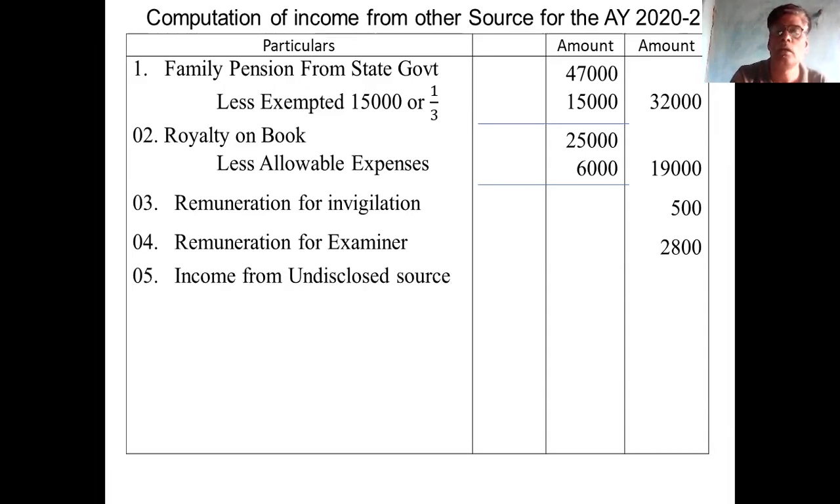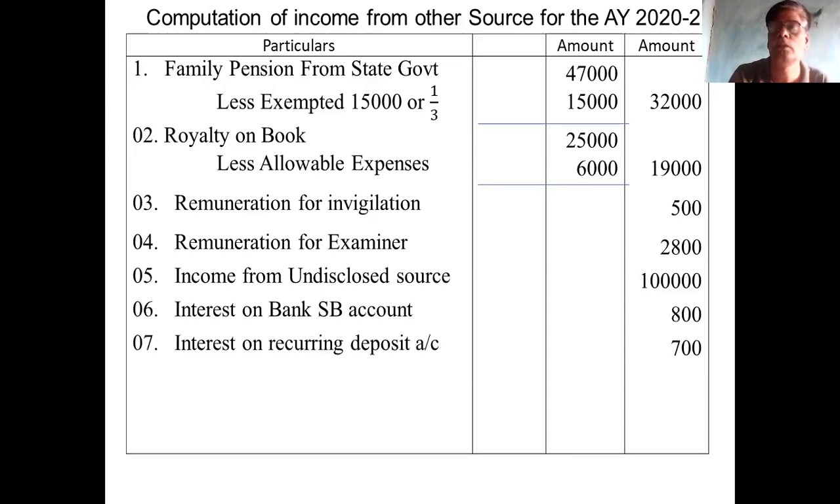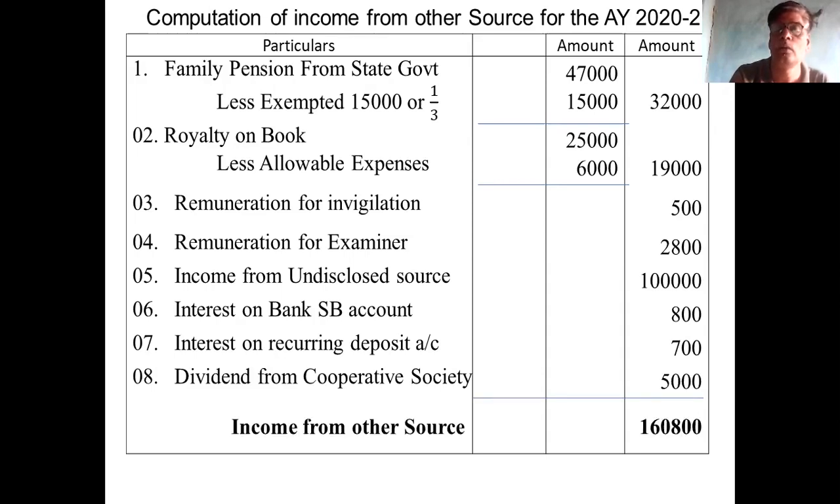Then income from undisclosed source, 1 lakh rupees in the account. This is taxable. Interest on bank savings account 800. Interest on recurring deposit 700. Recurring deposit 10-year CTD is exempted. Dividend from cooperative society 5,000. Okay, you take the total. Total is 1,60,800. This is the income from other source. Okay, these are the problems I explained and solved. 2 problems I solved and 1 problem I explained. You try to solve that.